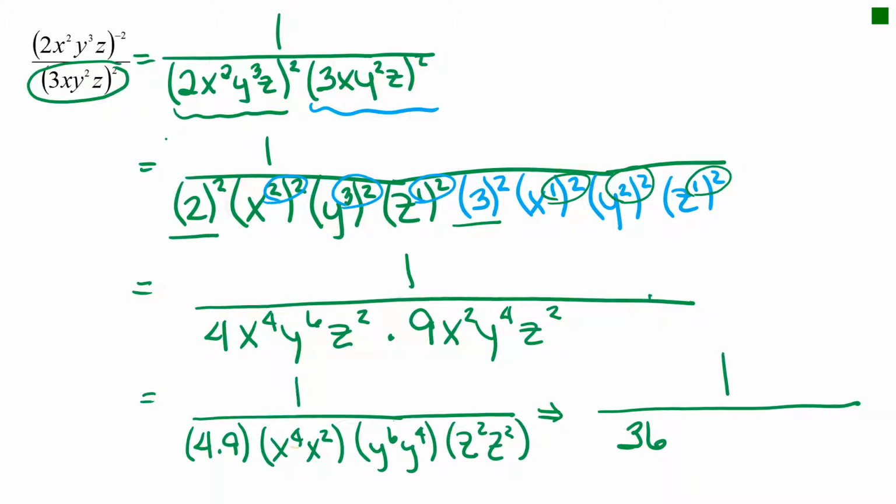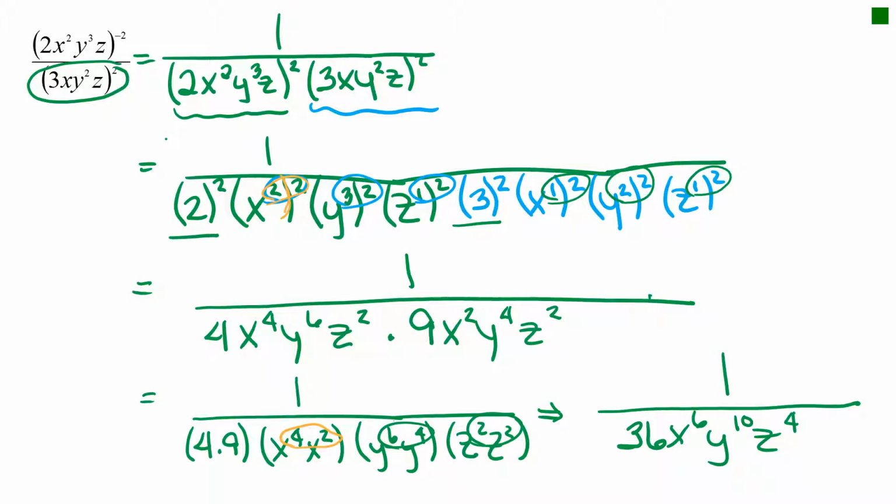Now I'm adding because I don't have a power to a power. Power to a power is going to have a parenthesis in between it. When I just have x to the 4th, x squared, I'm going to add. So that's x to the 6th. Adding y to the 10th. Adding z to the 4th. And that's your final answer.